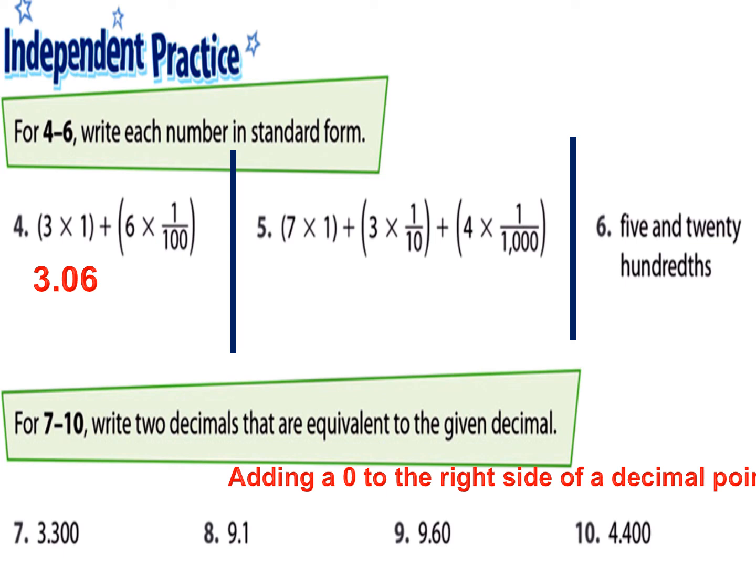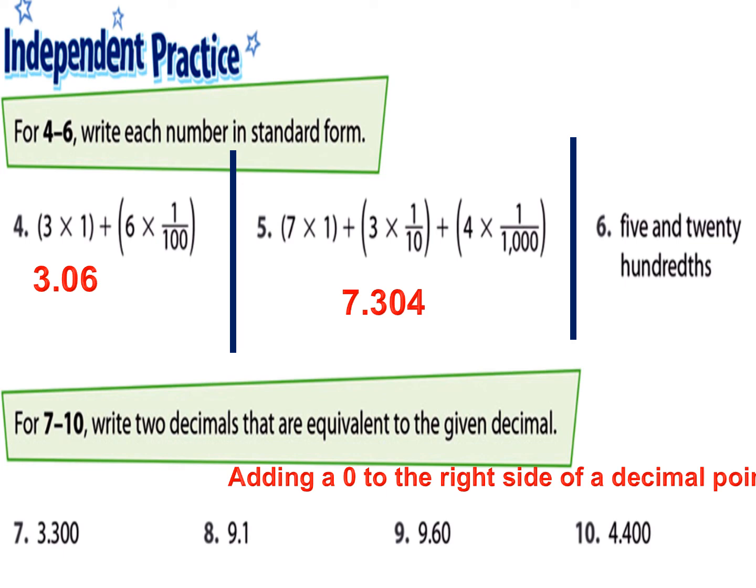Question 5, 7 times 1 plus 3 times 1 over 10 plus 4 times 1 over 1000. 7 times 1 means 7 ones. 3 times 1 over 10 means 3 tenths. 4 times 1 over 1000 means 4 thousandths. Okay, so put 7 exactly, then decimal point, then there is a tenths number here, which will be 3, but there is no hundredths place here, so put 0 instead of the hundredths place, and put 4 in its place, which is the thousandths place, which will be 7.304. So if someone wrote 7.34, of course, it would be wrong, because there is no hundredths place here.